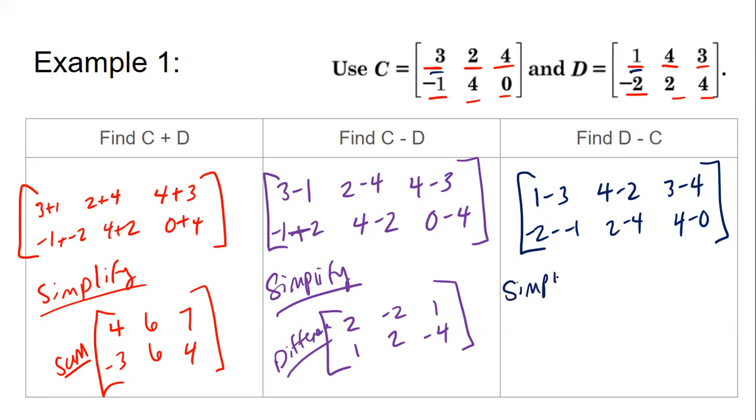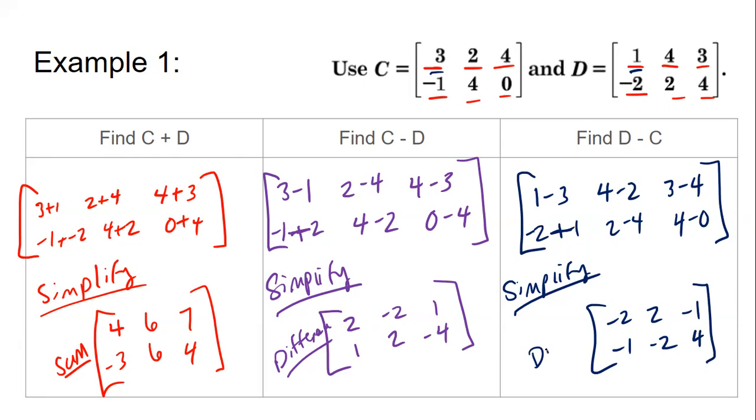So when we simplify, we have 1 minus 3 is -2, 4 minus 2 is 2, 3 minus 4 is -1... -2 minus -1. A negative times a negative makes a positive, so it becomes -2 plus 1, which is -1. 2 minus 4 is -2, and 4 minus 0 is 4. And here's that difference.